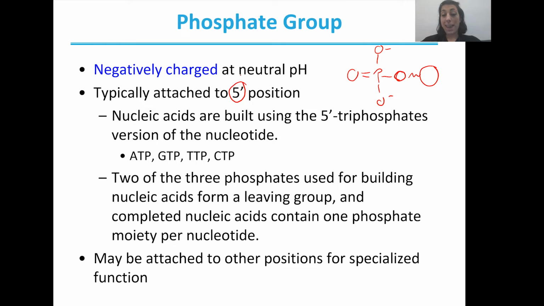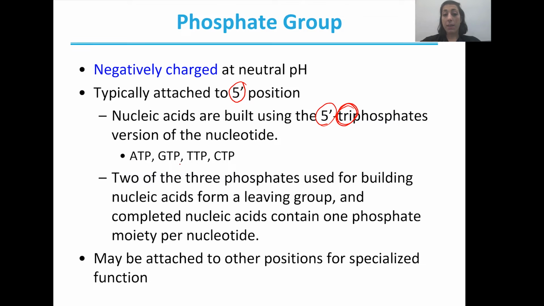All of our nucleic acids, when we start looking at DNA and RNA, are built using a 5' triphosphate version of the nucleotide. What does that mean? Again, it means the phosphate is attached at the 5' position and that there are 3 phosphates. So not just one phosphate group, but 3 phosphates.